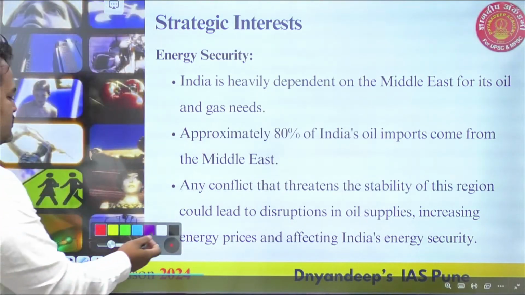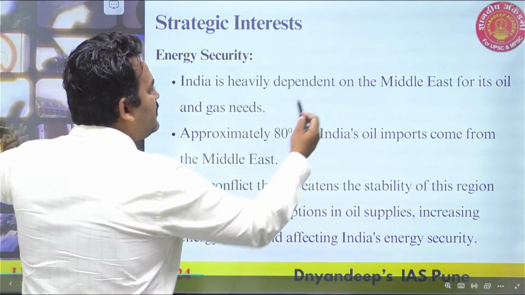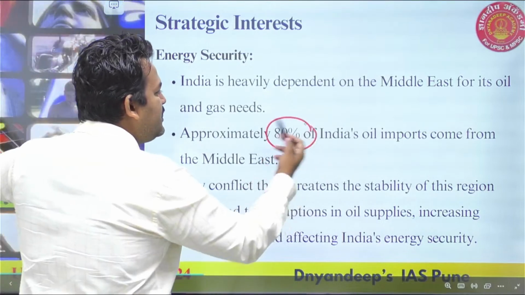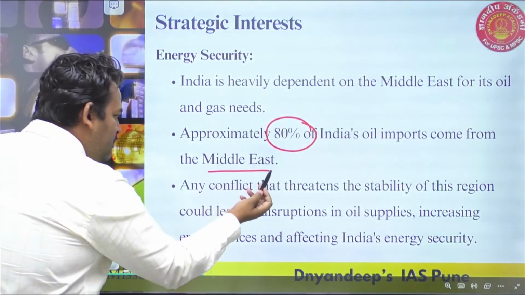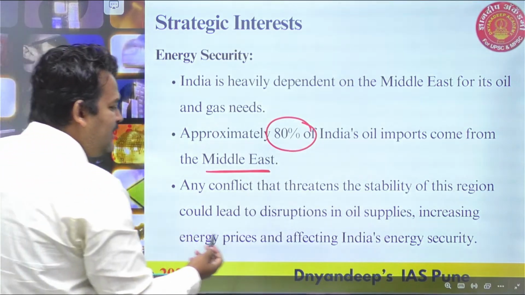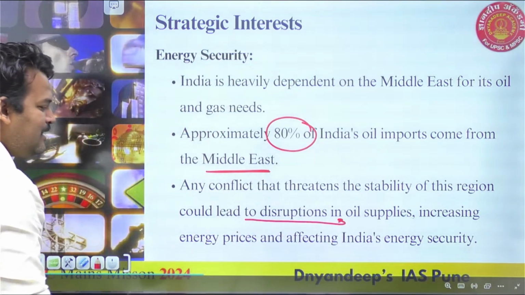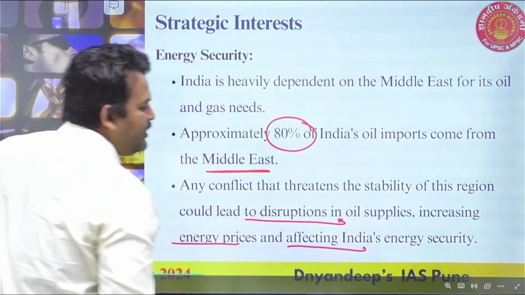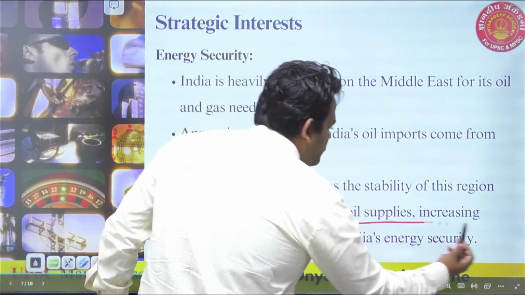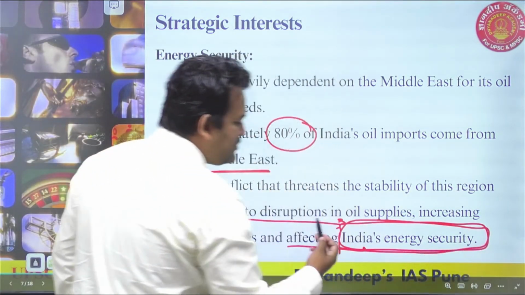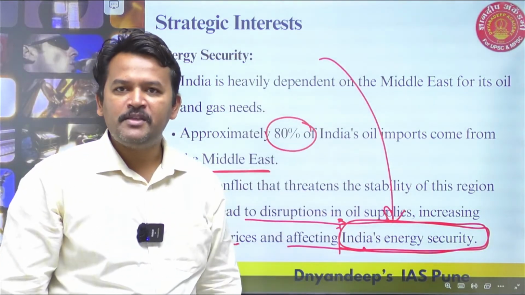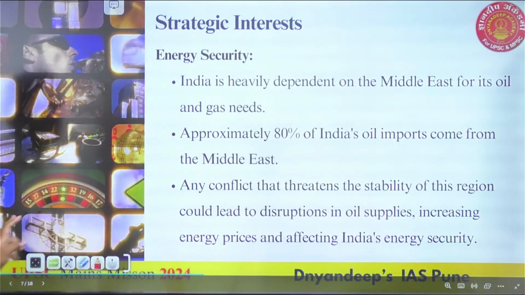So strategic interest, first thing is energy security. India is heavily dependent on the Middle East for its oil and gas needs. Approximately 80% of India's oil imports come from the Middle East. Any conflict that threatens the stability of this region could lead to disruptions in oil supplies, increasing energy prices, affecting India's energy security. This is an area of concern for India. Anything that happens in the Middle East ultimately leads to damage to our energy security. Keep that always in mind.